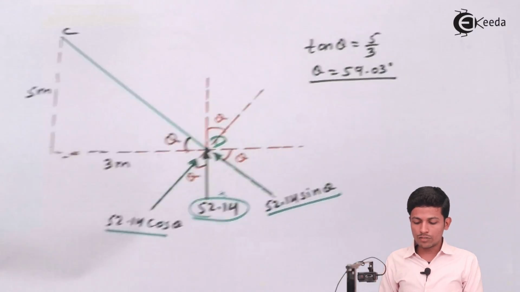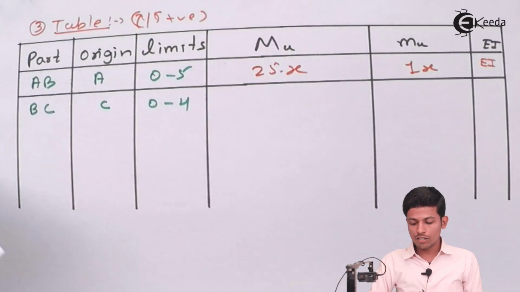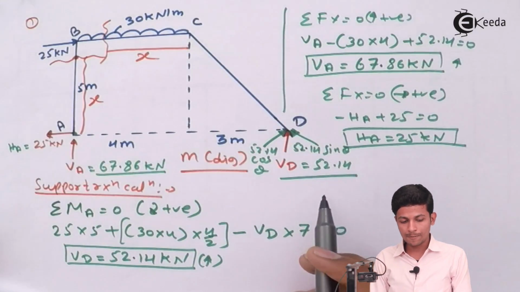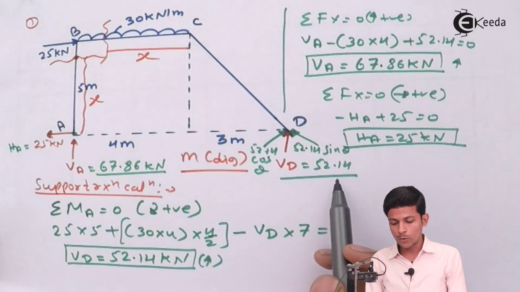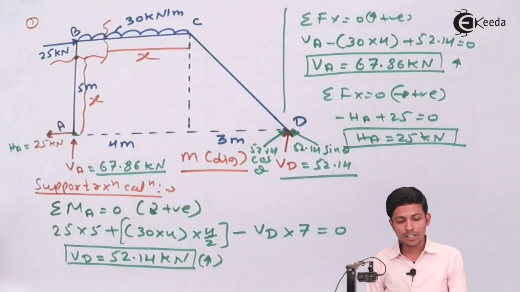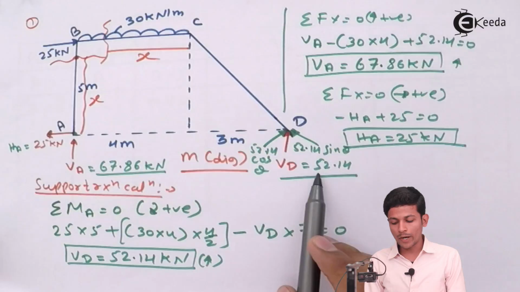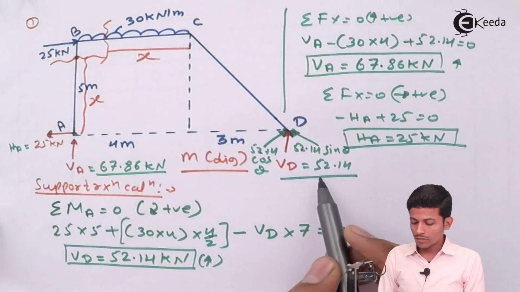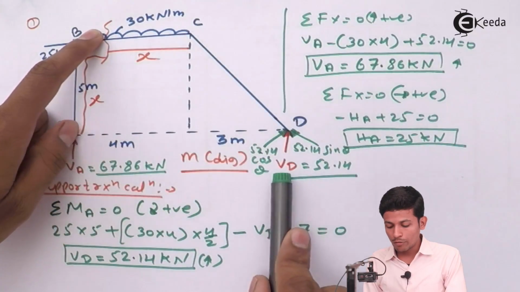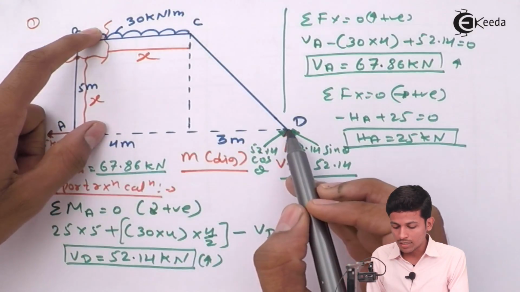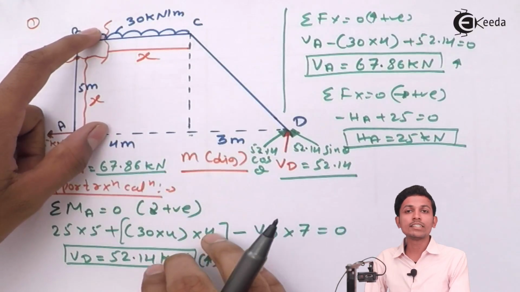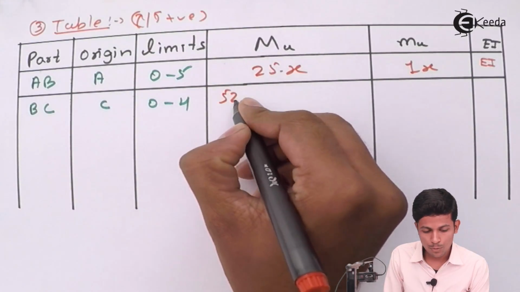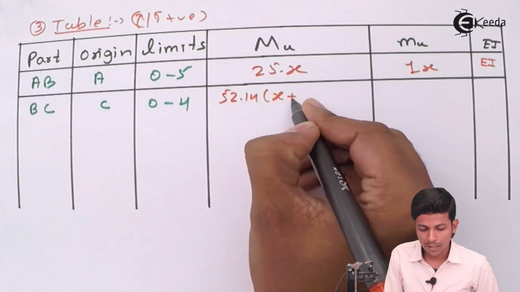Okay. Now see, this one is also coming in the picture over here. First of all, this 52.14 is coming. We are taking a section over here, so this 52.14 is multiplied by this distance. This distance will be this 3 plus x, means x plus 3. So 52.14 into x plus 3.